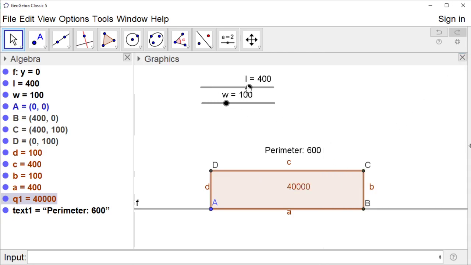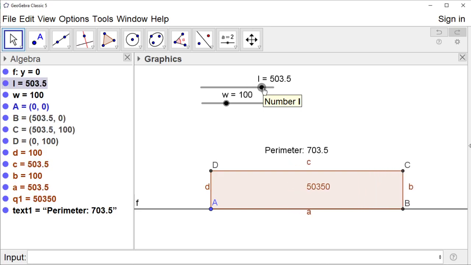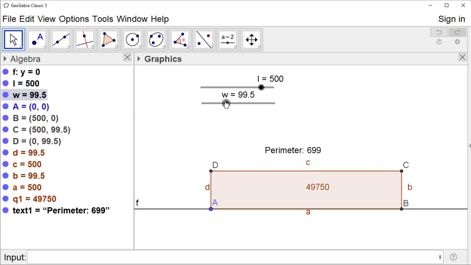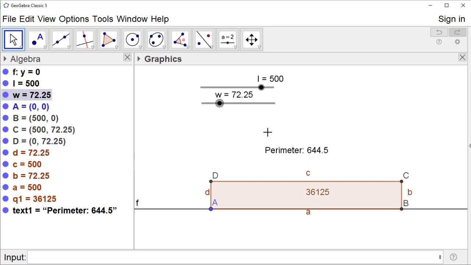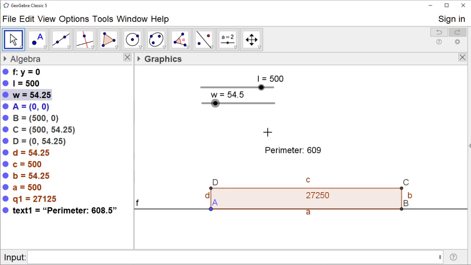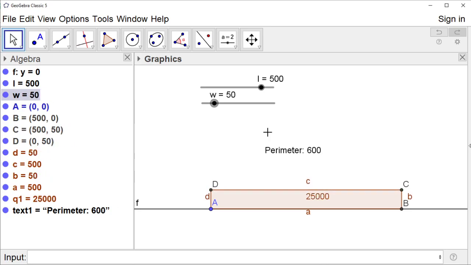Now, let's say I add another 100 to the length, so now I'm at 500 length. I've used up too much perimeter now, right? So I need to drop the width until it comes down to 600. And you can see that this setup, as opposed to the one I was just looking at, is less efficient. It only covers 25,000 of area, as opposed to the 50,000 or the 40,000 we had before.